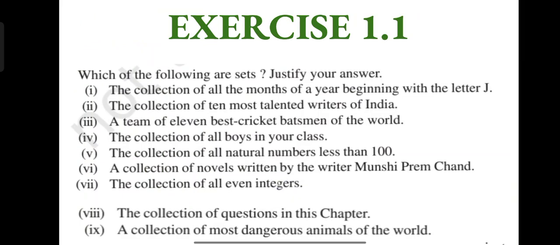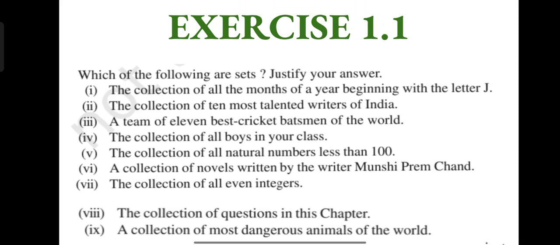Okay, and the collection of all boys in our class. If anybody comes and asks how many boys are there, or the list of names of boys in our class, it will be the same, isn't it? In a class it will be the same, so it defines a set. Okay, and the collection of all natural numbers less than 100, obviously it's a set. And next came the collection of novels written by Munshi Premchand.